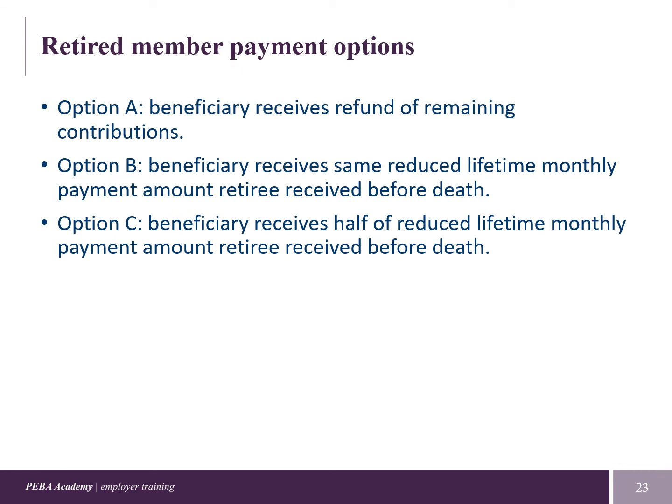A retired member's death benefit depends entirely upon the payment option the retiree chose at retirement. In the case of option A, the beneficiary receives a refund of any remaining member contributions not exhausted through the payment of monthly benefits. For option B, the beneficiary receives the same reduced monthly benefit the retiree drew prior to death. For option C, the beneficiary receives 1/2 of the reduced monthly benefit the retiree drew prior to death.